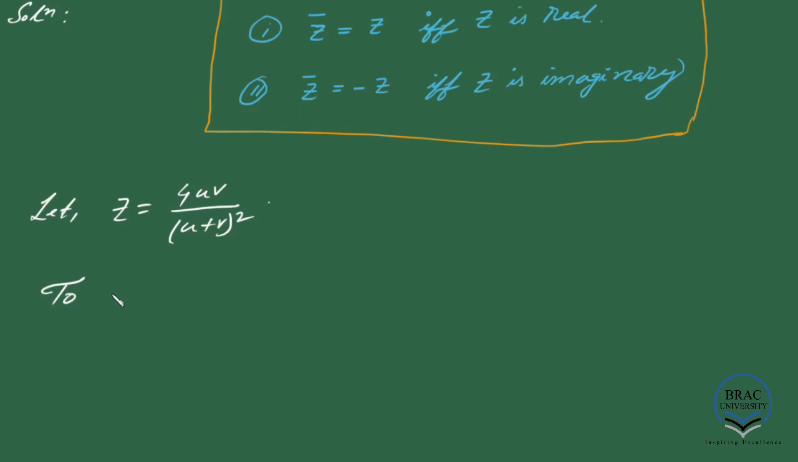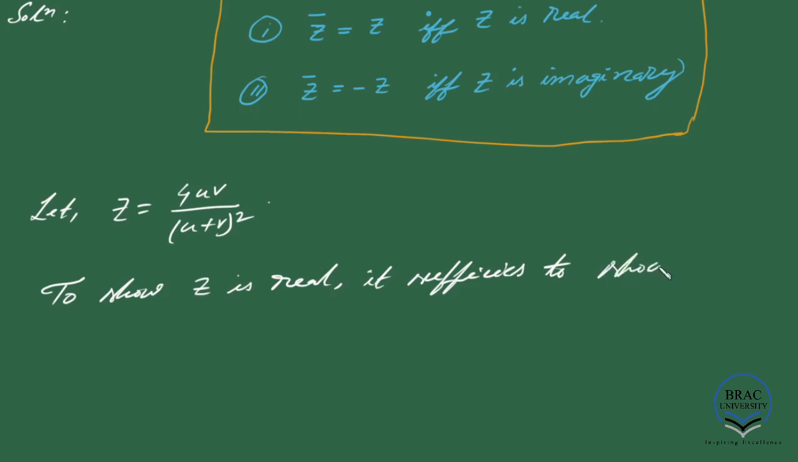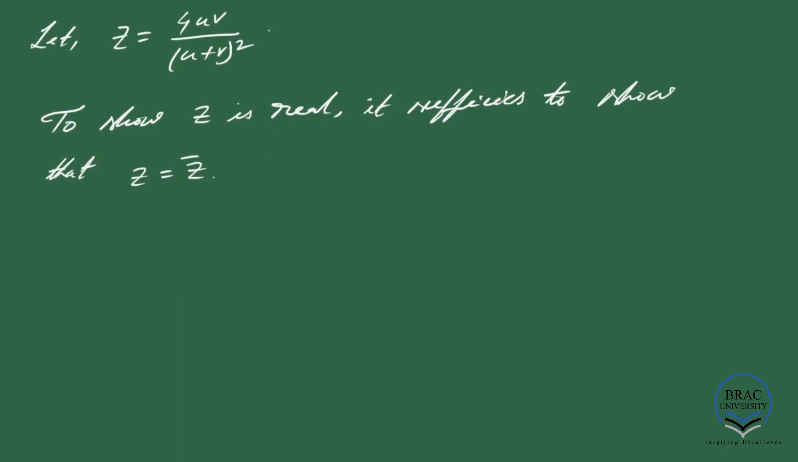Let me write down how we're going to do that. To show z is real, it suffices to show that z is equal to the conjugate of z. Okay, so the first thing to do here is to take the conjugate of z. So let's go ahead and take the conjugate of z.